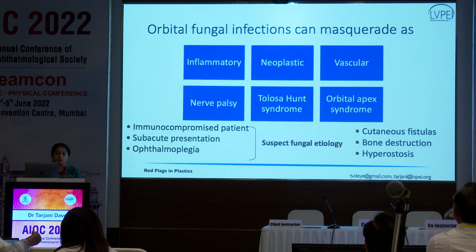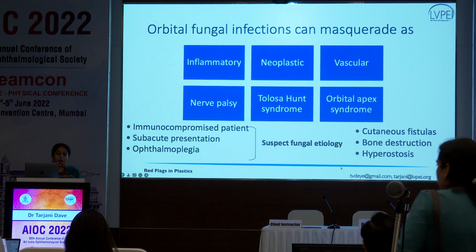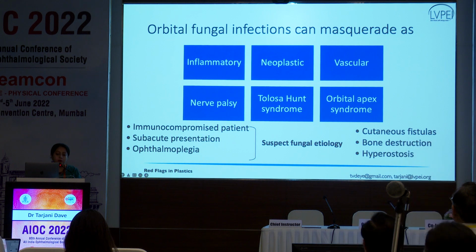So just to conclude, whenever you see an immunocompromised patient with signs of ophthalmoplegia or some discharging sinuses or bony lesions, such as destruction of bone or hyperostosis of bone, suspect a fungal etiology and perform a workup accordingly.